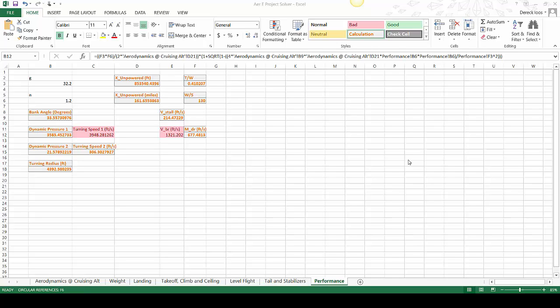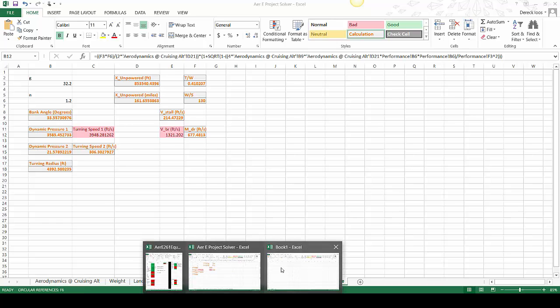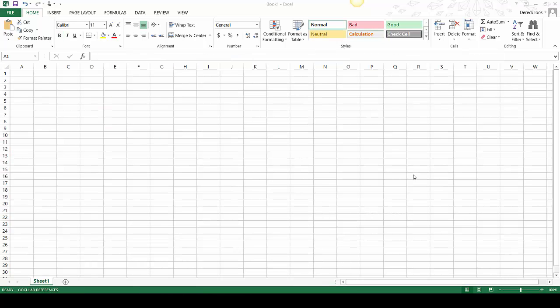Now for those of you who don't have the most experience with Microsoft Excel, I'm going to show you all the things you need to know to make your workbook. First I'm going to open up a new document. Now I'm going to show you guys how to make formulas as well as link formulas across different worksheets.